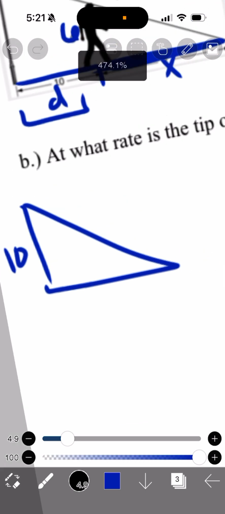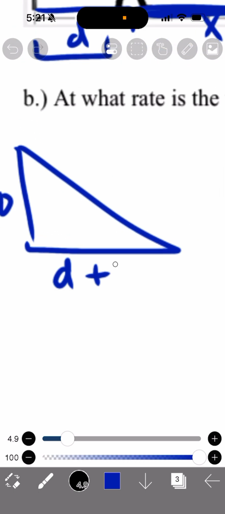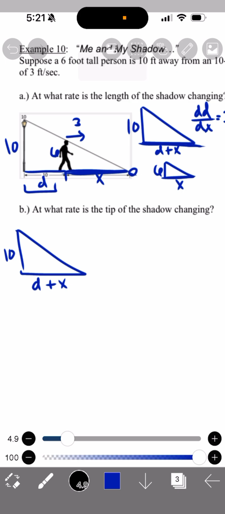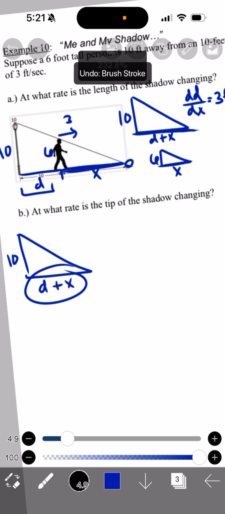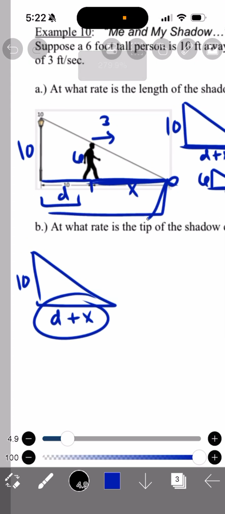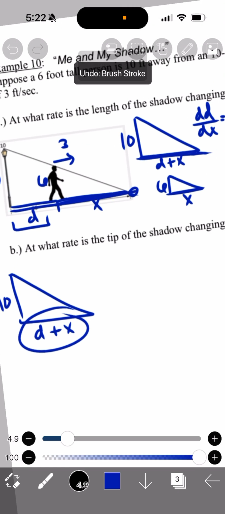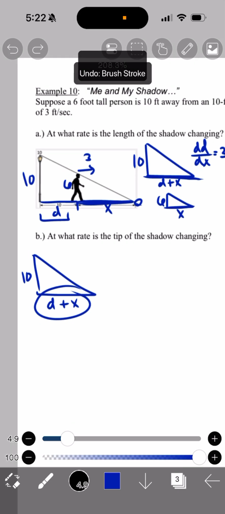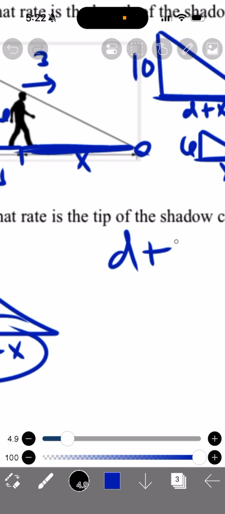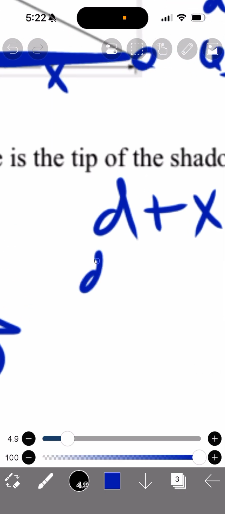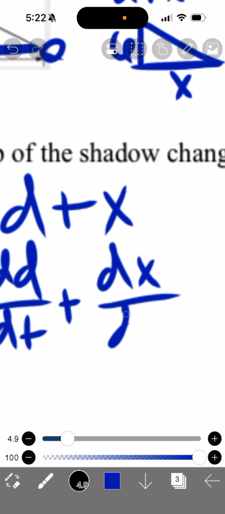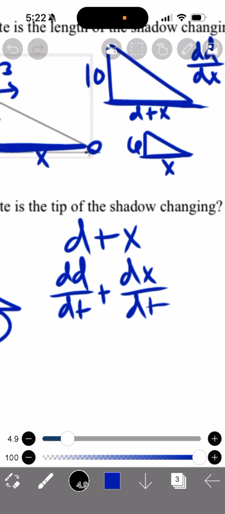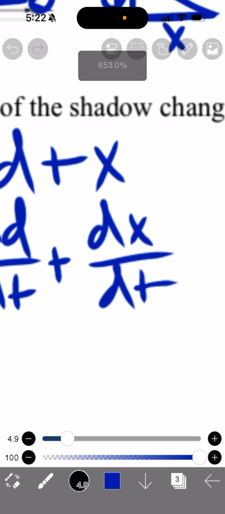So we know that the height is 10 and the bottom is d plus x. And this is a lot easier because this is our equation right there. It's d plus x because that is the relation between these two things that will allow us to find the rate that this whole horizontal line is changing as the person is walking and the shadow is changing. So we can take d plus x and then take the derivative of it, which is just going to be dd over dt plus dx over dt, because the derivative of d is 1 and the derivative of x is 1. That's how we get this.